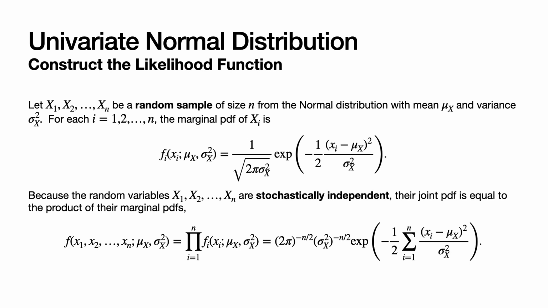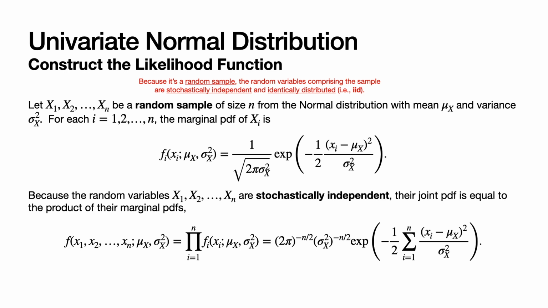Let x1, x2, and so forth up to x sub n be a random sample of size n from the normal distribution with mean mu sub x and variance sigma squared sub x. Now let me first say that because it's a random sample, the random variables comprising the sample are stochastically independent and identically distributed. In other words, they are IID.